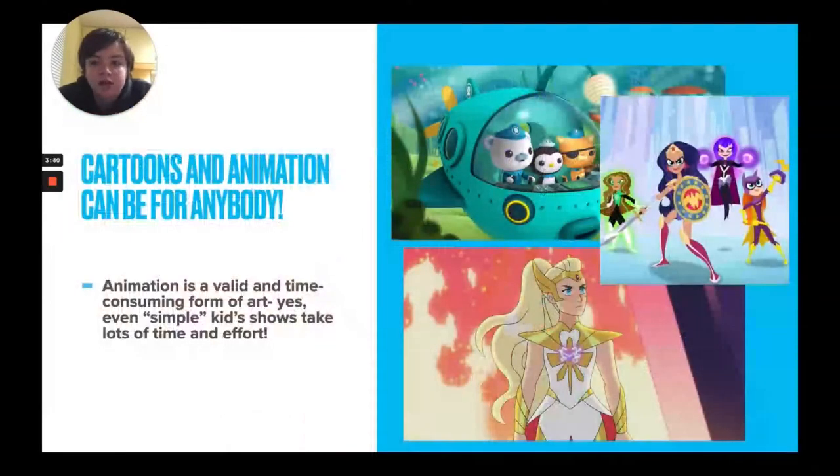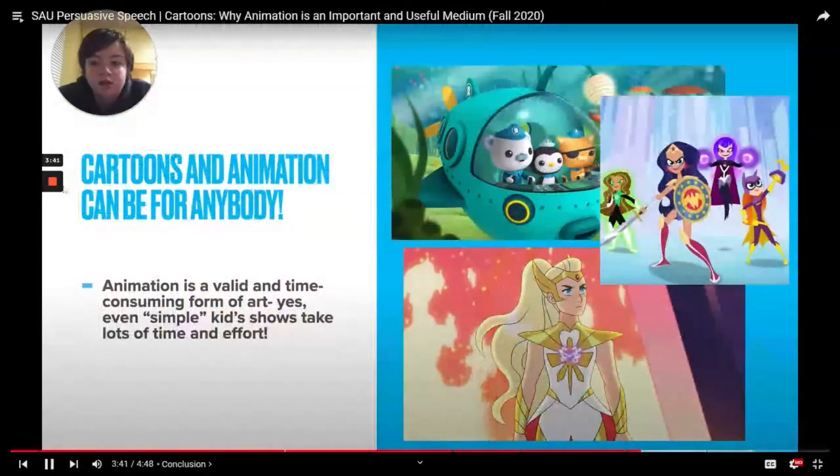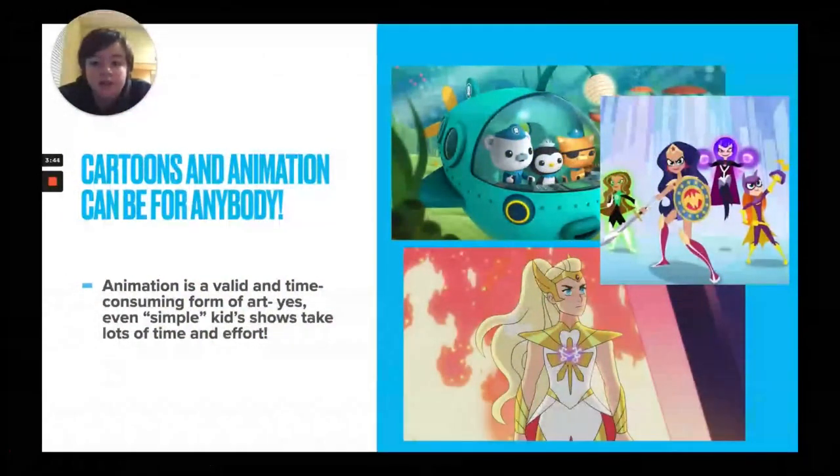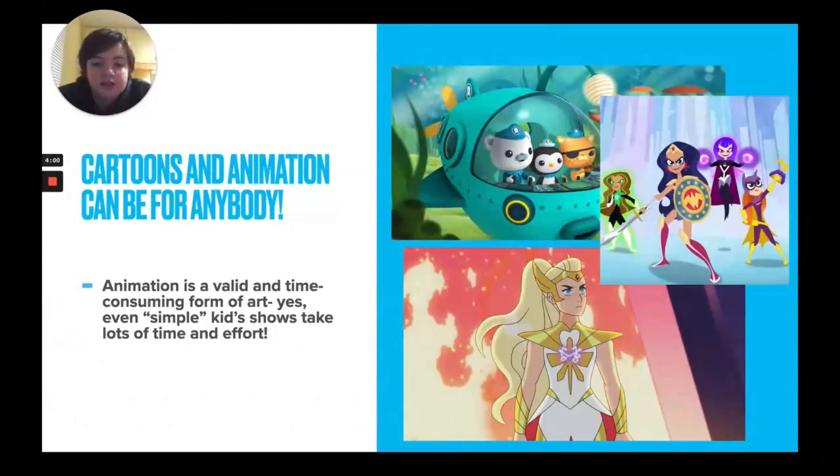In conclusion, animation and cartoons can be for anybody. Animation is a time-consuming form of art, and even simple kids shows can take lots of time and effort to make. So animation as a medium should not be dismissed as something lesser than live action. It takes just as much work to do and is just as creative.